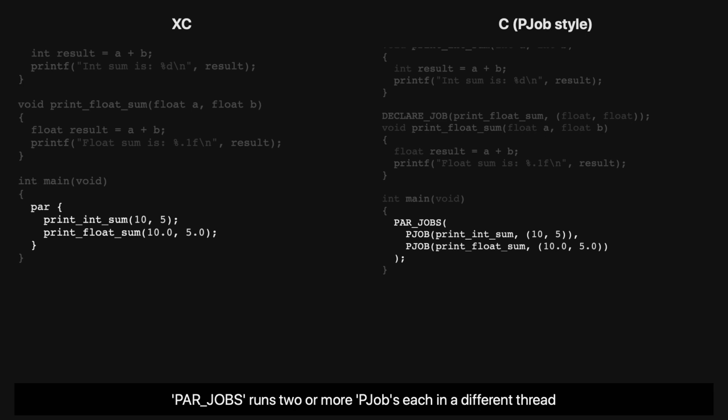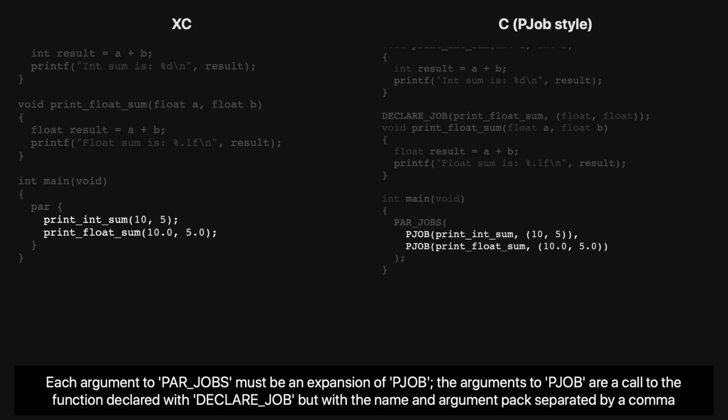Each one will execute in a separate thread, but one will always execute in the current thread, meaning it's possible for one parjobs to dispatch functions to all available logical cores. This also means there's a hard limit on the number of pjobs appearing in a parjobs, which is the number of available logical cores. It's essential not to run more jobs than there are available logical cores, because that's a runtime error. Each argument to parjobs must be an expansion of the pjob macro.